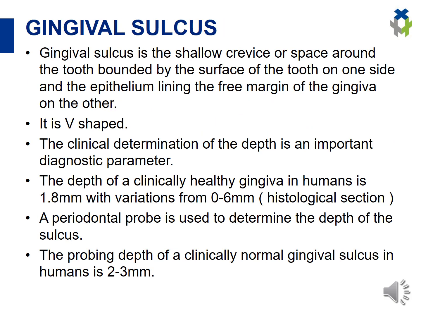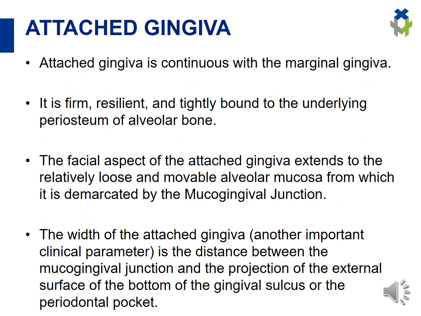The gingival sulcus is a shallow crevice or space around the tooth bounded by the surface of the tooth on one side and the epithelium lining the free margin of the gingiva on the other side. It is V-shaped. A periodontal probe is used to determine the depth of the sulcus. The so-called clinical probing depth is around 2 to 3 millimeters.